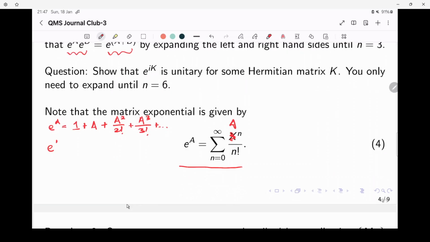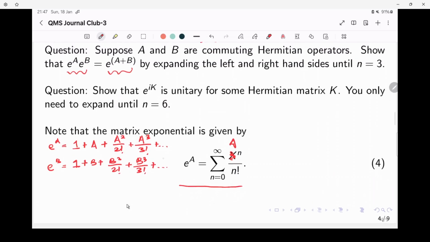So let's expand e to the power of b. Same thing. So that will be e^b. So this is the left hand side.